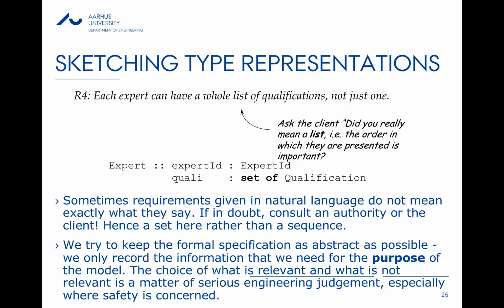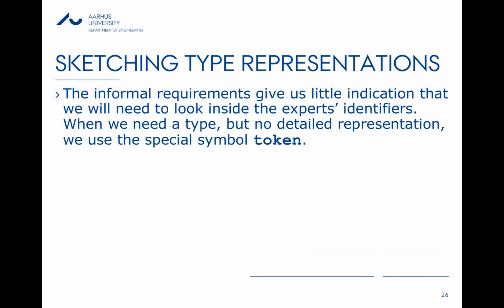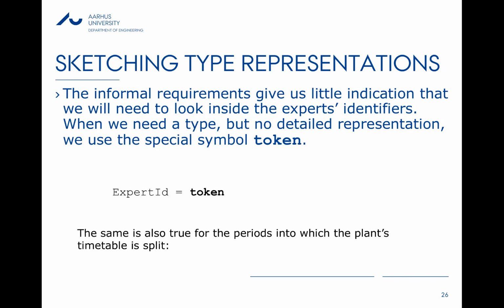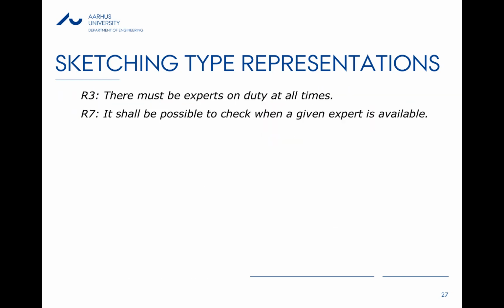safety is concerned. Now, when we want to sketch type representations, we can also use this special type called token. Token is something we would use where the informal requirement doesn't tell us how the identifiers should be. So we want to leave freedom to whoever is going to implement it at some stage. So here we could say expert ID, I'll define it to be a token, and in the same spirit it's also true for the periods in which the plant's timetable is split. These periods, we don't care how big these periods are, how they're identified, we just call them token.